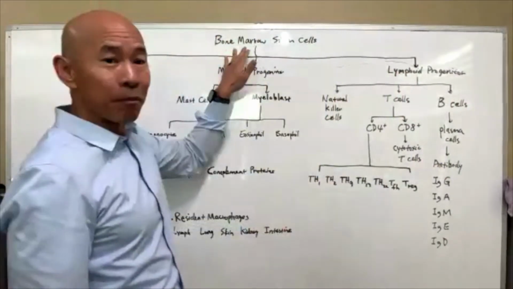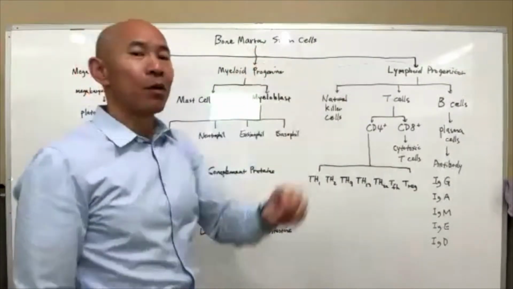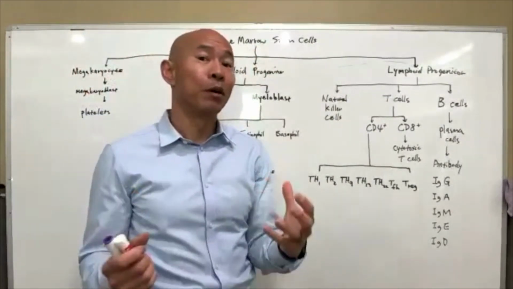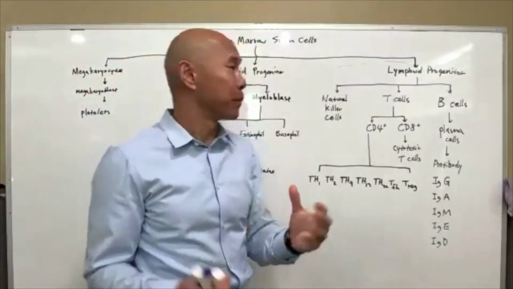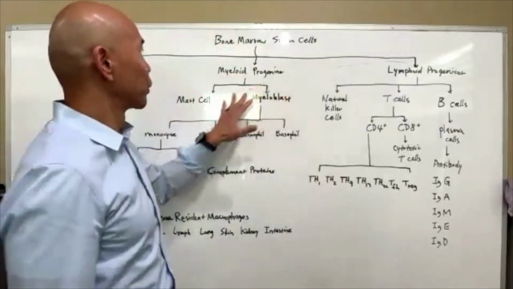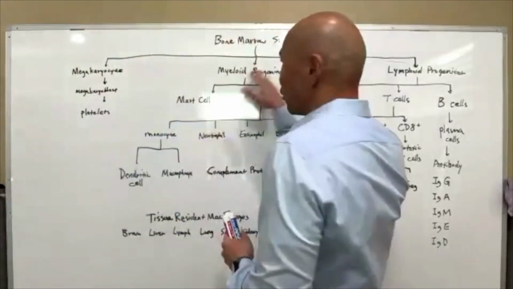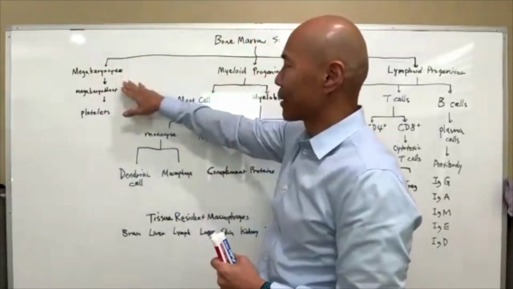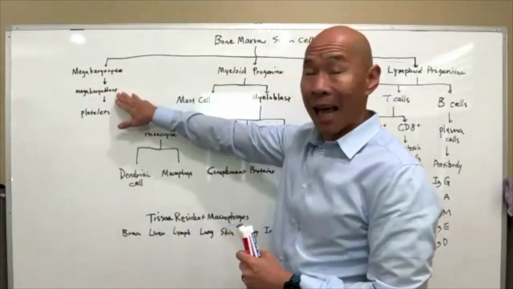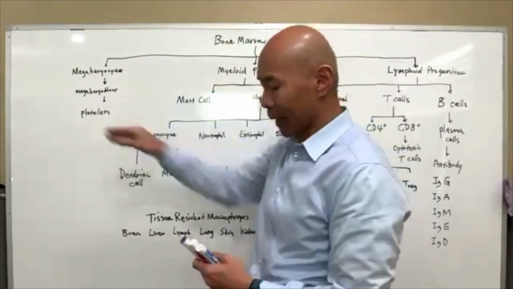It all starts with the bone marrow stem cells. Most of your white blood cells are produced in the bone marrow, and from the bone marrow, they can become different kinds of cells. So you have these cells right here, which are going to turn into megakaryocytes, which turn into megakaryoblasts, then eventually turn into platelets.